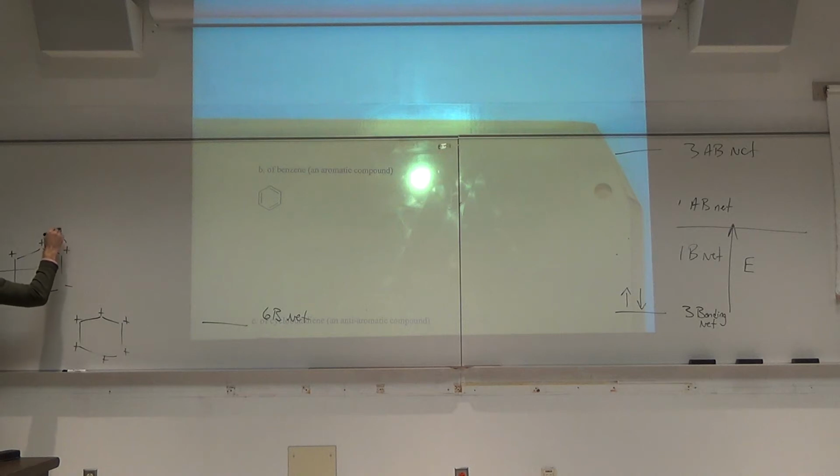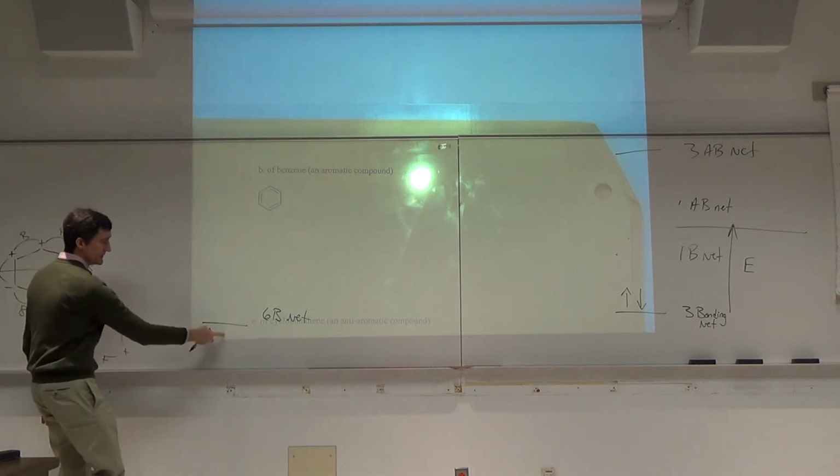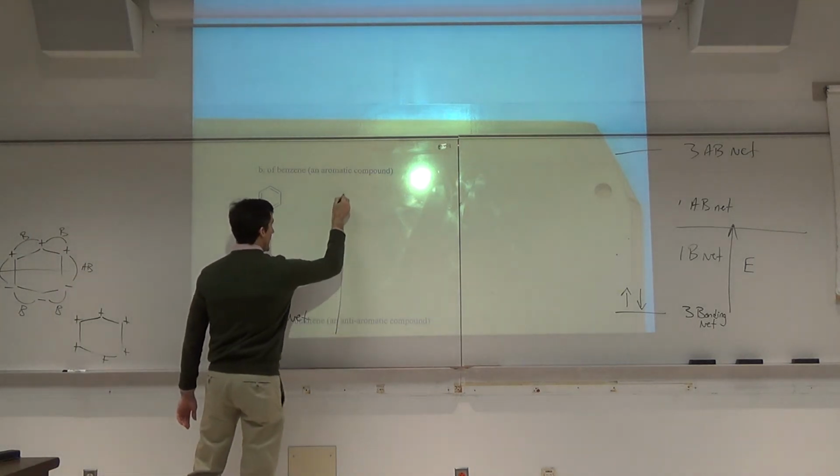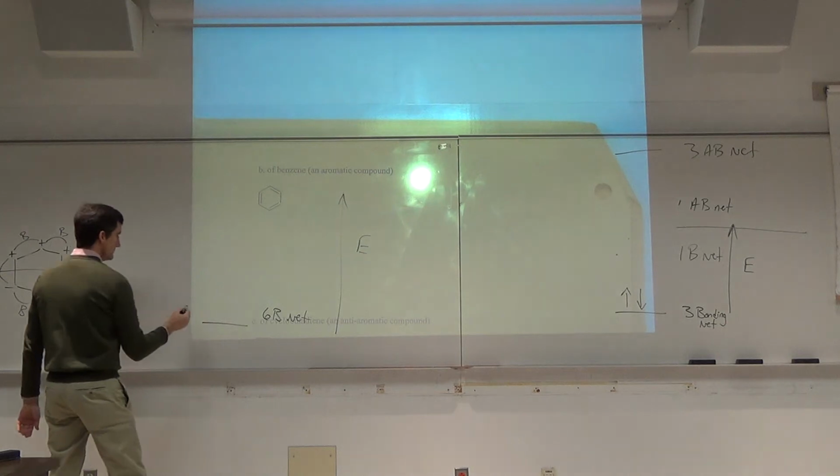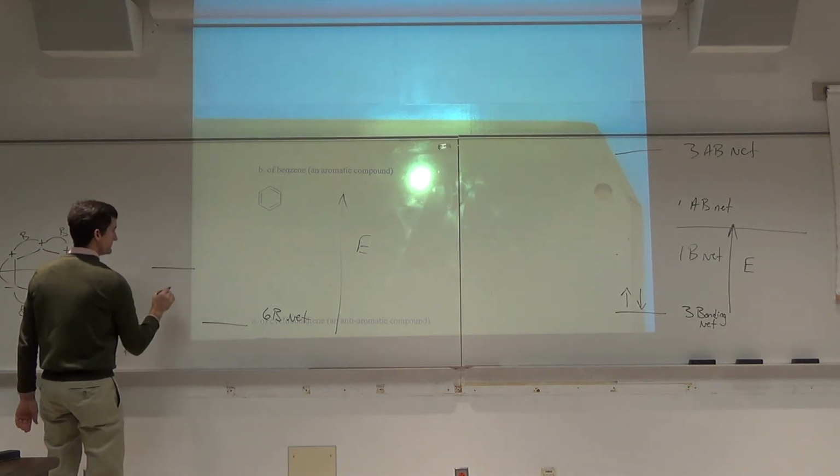What do we got here? Bonding, bonding, bonding, bonding. But what do we have here? Anti-bonding in here. What's the net here? 2 bonding net. 2 antibondings cancel 2 bondings. You're left with 2 bonding net. That's not as good as this one. So in terms of energy, it's higher in energy. We're going to put it up here.